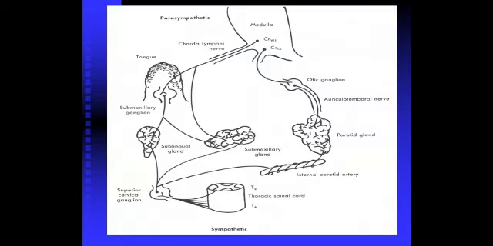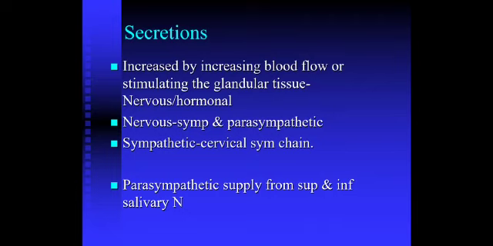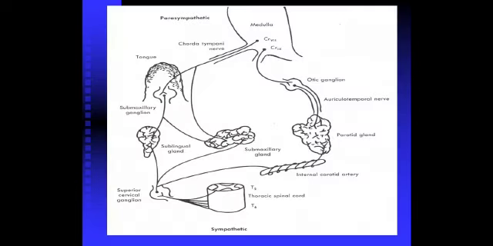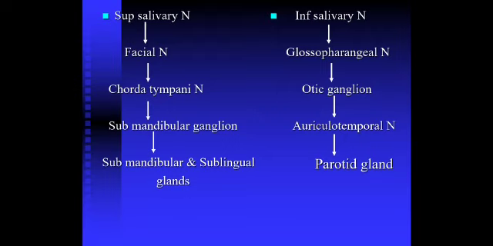This is how the diagram is. The parasympathetic is from the superior and inferior salivary nucleus, and each supplies different nerves. The chorda tympani supplies the submandibular ganglion, and the auriculotemporal from the otic ganglion supplies the parotid gland. The superior salivary nucleus goes through the facial nerve and through the chorda tympani nerve, supplies the submandibular ganglion, which finally supplies the submandibular and sublingual glands.